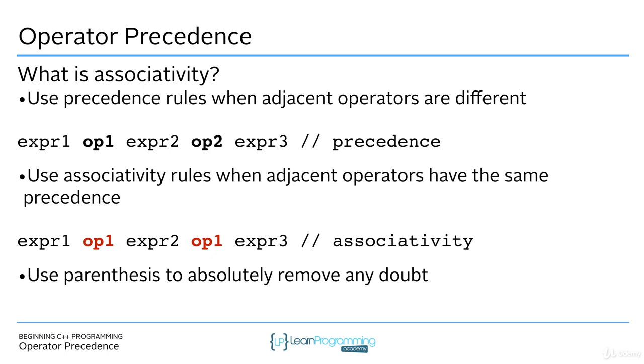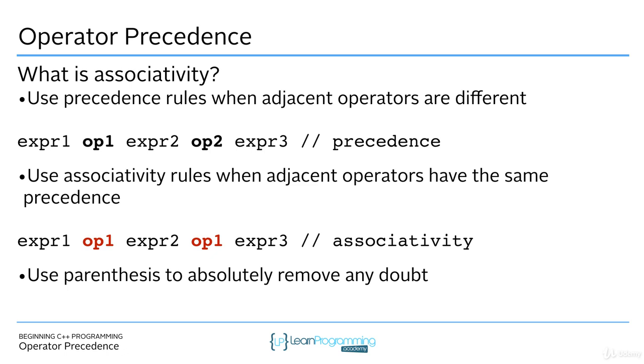In the second example, we have the same operator, op1, used adjacently. If op1 associates left to right, then we apply the operator to expression 1 and expression 2 first. If op1 associates right to left, then we apply the operator to expression 2 and expression 3 first. Of course, you can always use parentheses to remove any doubt and be sure that your result is what you expect. Using parentheses is good practice with complex expressions.